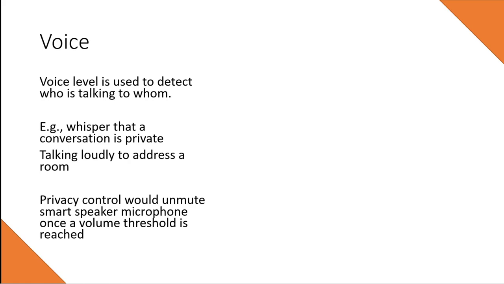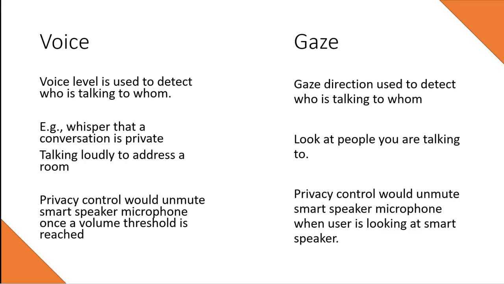The other interpersonal cue is gaze. Gaze direction is used to know who you are talking to. You generally look towards those you are talking to. A privacy control with gaze direction would use a camera to turn on the smart speaker when you are looking at it. When you are looking away, the smart speaker's microphone turns off.